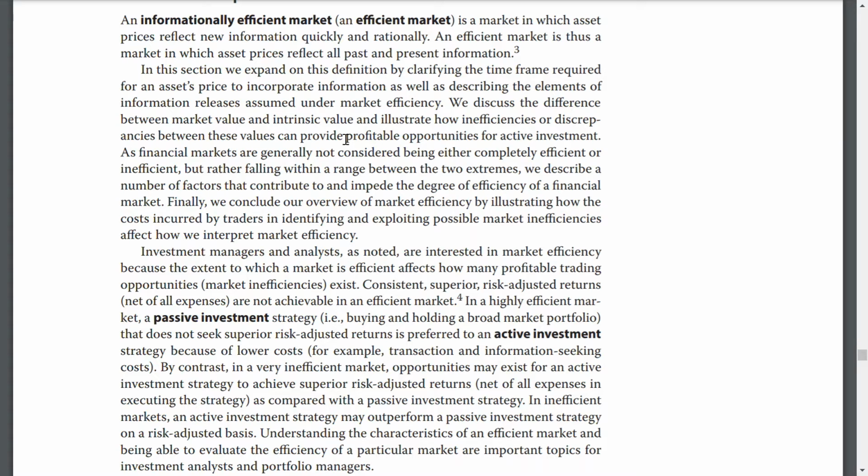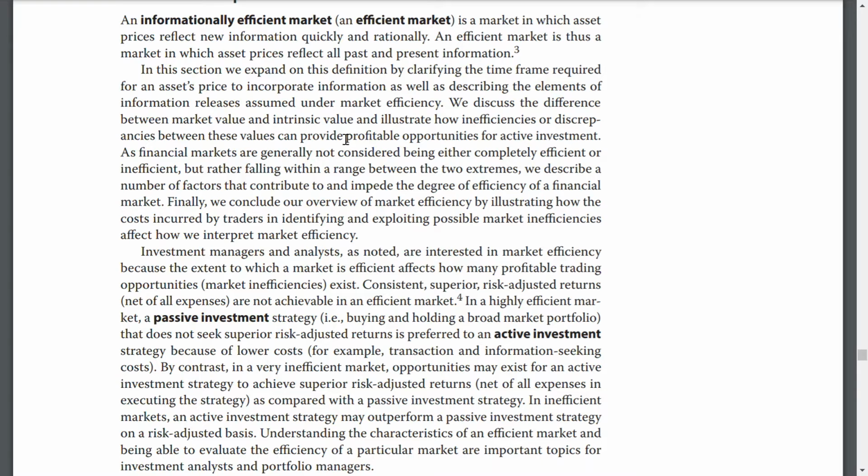We discuss the difference between market value and intrinsic value, and illustrate how deviations between these values can provide profitable opportunities for active investors. As financial markets are generally not considered to be completely efficient or inefficient, but rather falling within a range between two extremes, we describe a number of factors that can impede the degree of efficiency of the financial market.